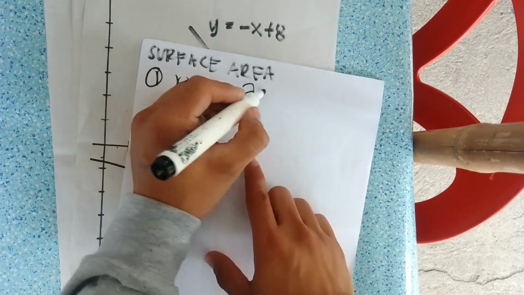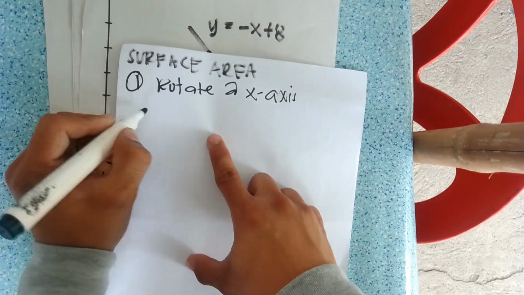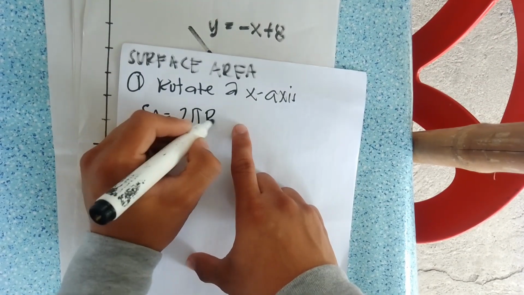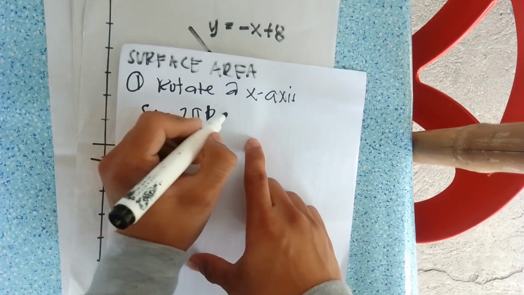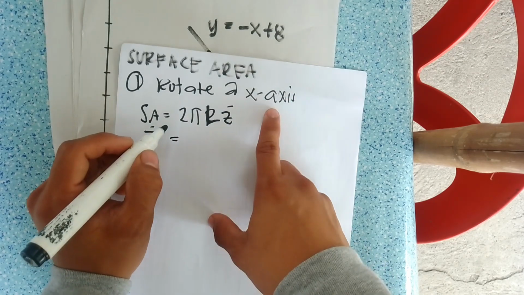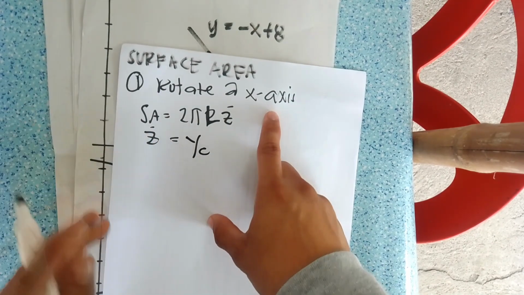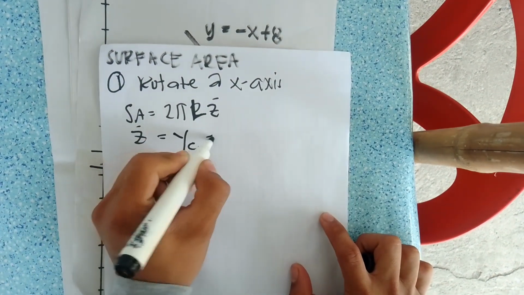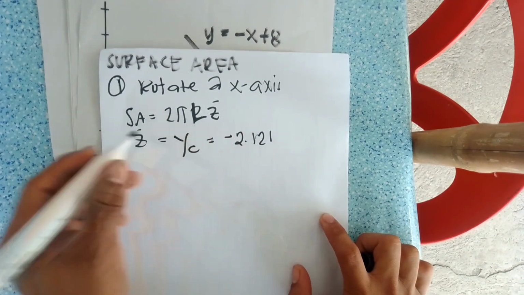at x-axis. So the formula for surface area SA is 2 pi r. Oh, sorry, that's not r, that is L z bar. So our z bar, since x-axis kita ma-rotate, we will use the centroid of y. So the centroid of y earlier, that is also equal to negative 2.121. So disregard this negative sign.